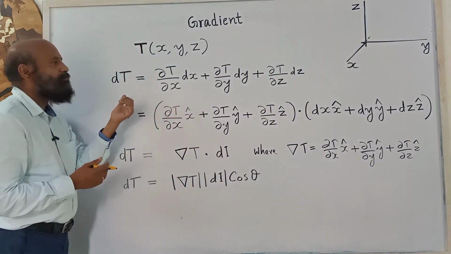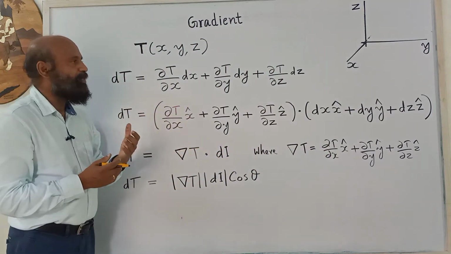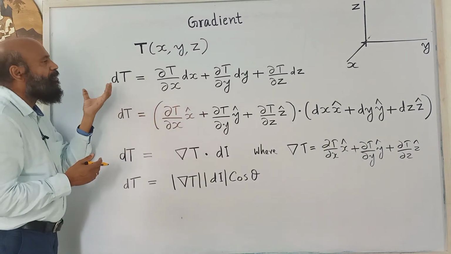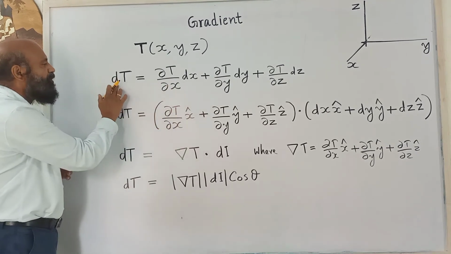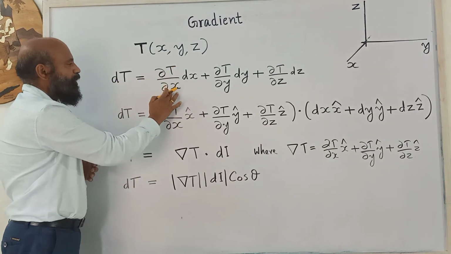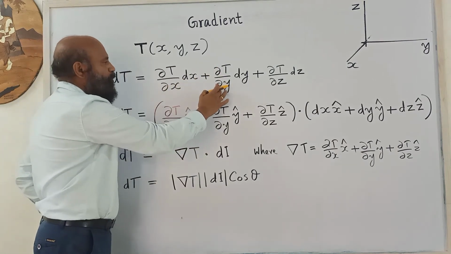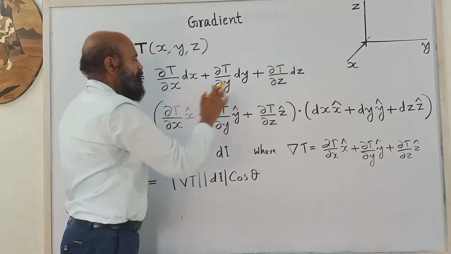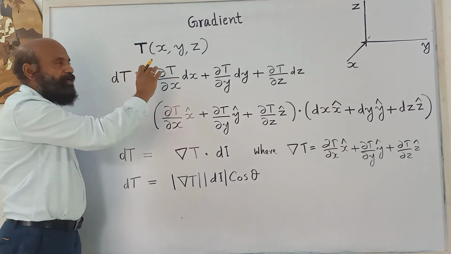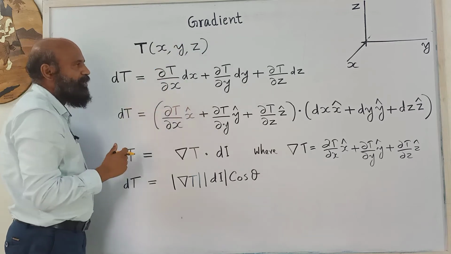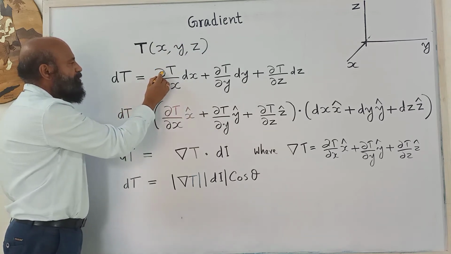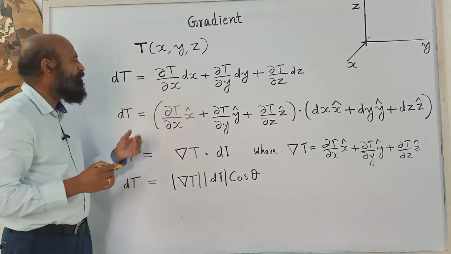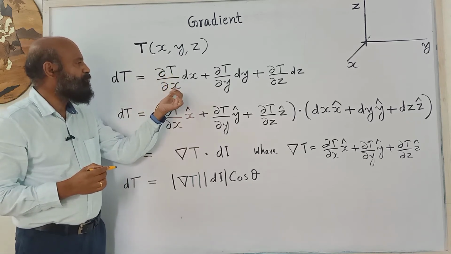But the situation is complicated. But a theorem of partial derivatives can be used and you can write like this. dT is equal to dou T by dou x dx plus dou T by dou y dy plus dou T by dou z dz. When a function is depending on many variables, we have to use partial derivatives. dou T by dou x is the rate of change of temperature with respect to the x axis.